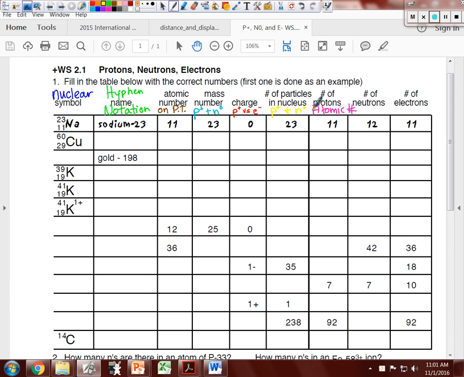I apologize about that color if you can barely see it, but I'm running out of colors. I'm trying to make them all different. So it's the protons and the neutrons. So there's 2 things they're trying to get you to see. Number 1, what other column is going to be identical to that value? Mass number. Okay.